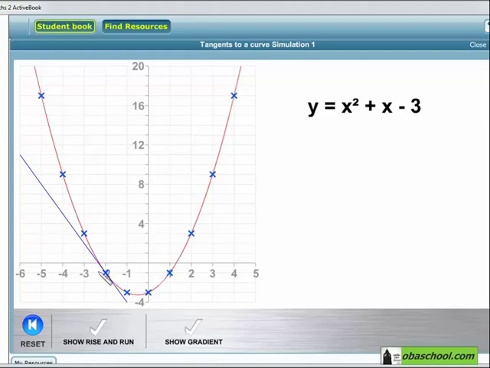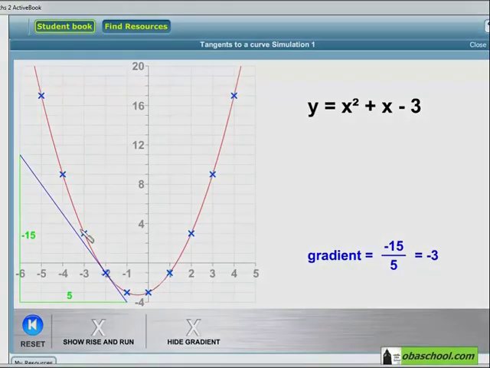Later on, we will be using the same process in order to draw the tangent and to determine the rise and the run by drawing the right triangle. Then we read the values and divide the rise by the run in order to get the gradient of the curve at a particular point.